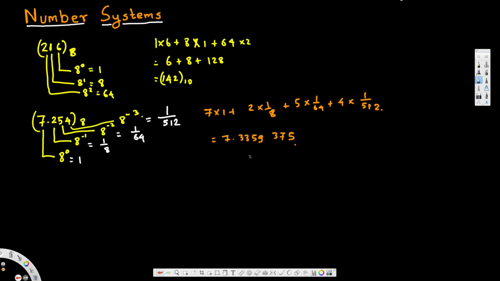Okay, let's continue. Now this is from octal to decimal. This is base 10.